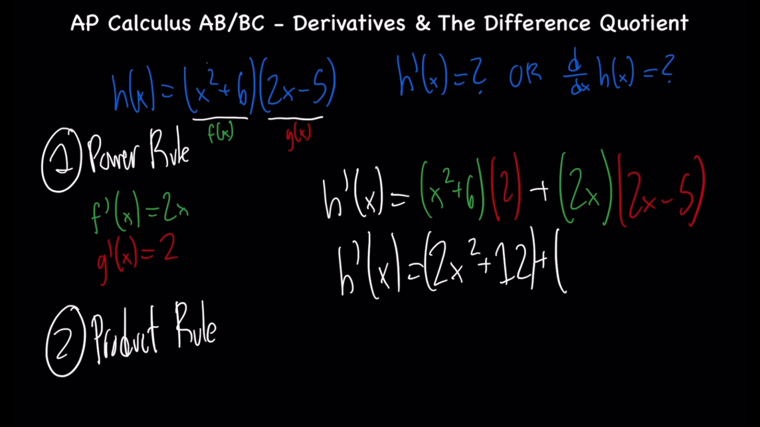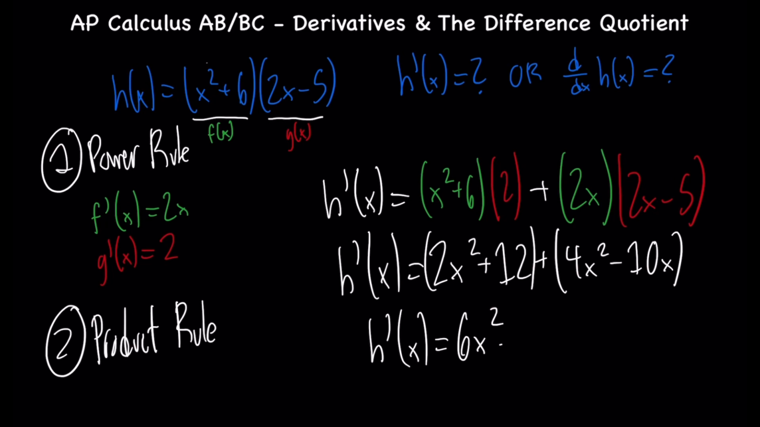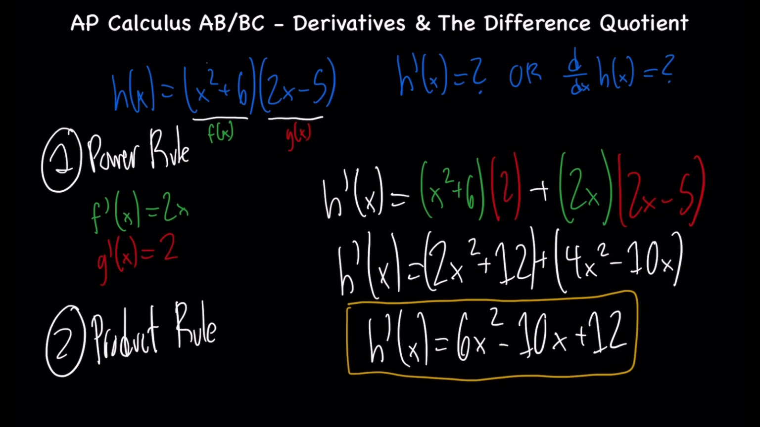You can distribute them. 4x squared minus 10x, and then you can combine like terms from here. Let's see. 6x squared minus 10x plus 12. That's your derivative. You don't have to use the power rule here to overcomplicate things. This is your derivative. That's how you use the product rule.